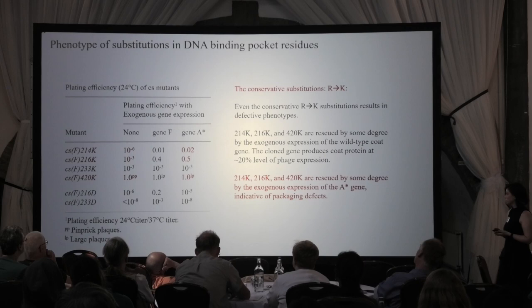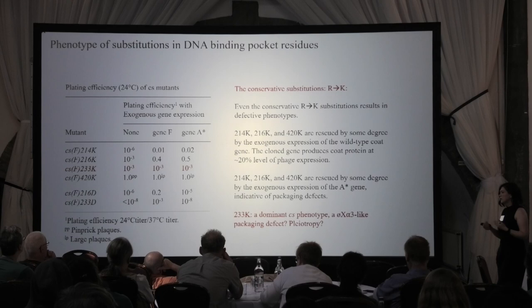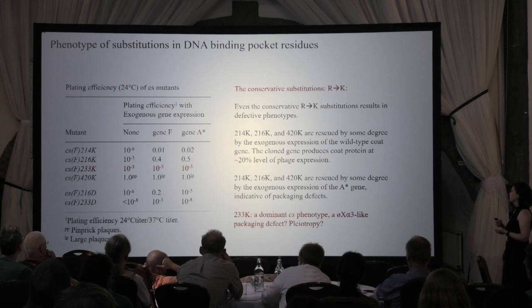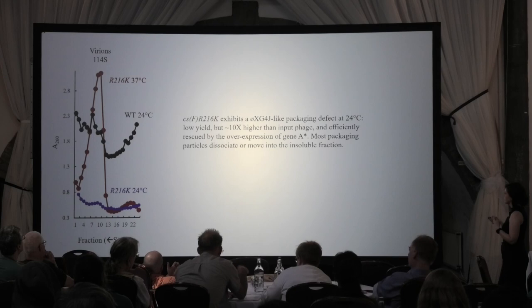And then we have this 233K mutant, and we can see it's a bit of an outlier. It's not rescued by either of these mechanisms. And this could be due to a dominant cold sensitive phenotype or a PhiX alpha-3J-like defect or even phagotypy. And so before diving into the non-conservative mutations, we want to take a deeper look at one of our conservative mutations that's rescued by A*STAR.